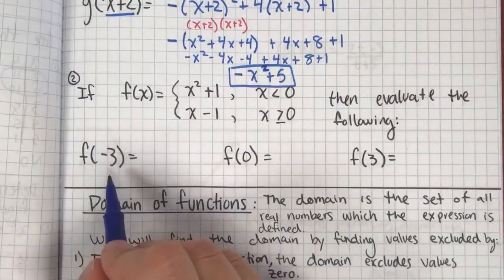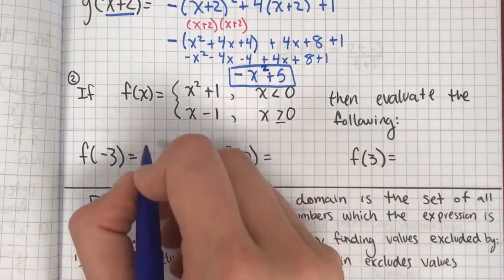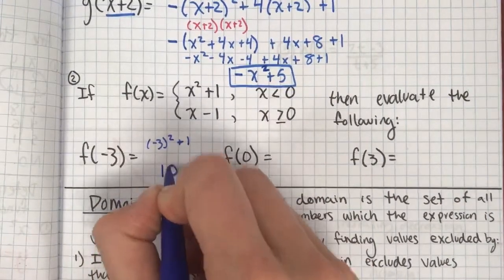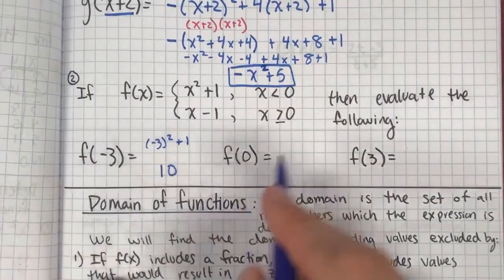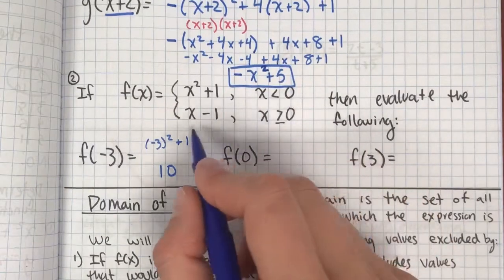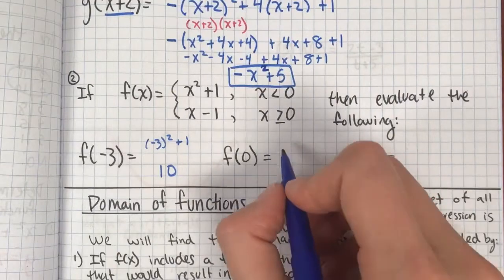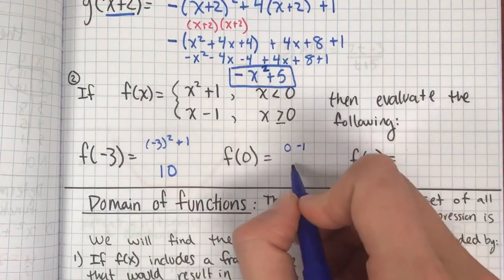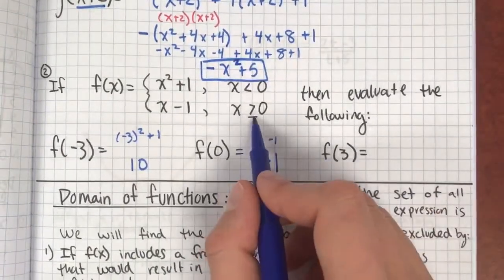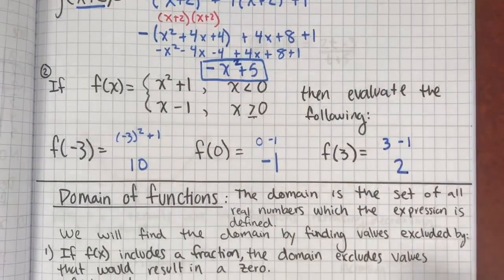So negative 3 is a number that is less than 0, so we're going to use this first option. That would be negative 3 squared plus 1, which gives us 10. Okay, f of 0, so x equaling 0, we're going to use our second equation because x is greater than or equal to 0. So this would just be 0 minus 1, which is negative 1. And then 3 is greater than or equal to 0, so we're going to use our first function again, and this would give us 2.